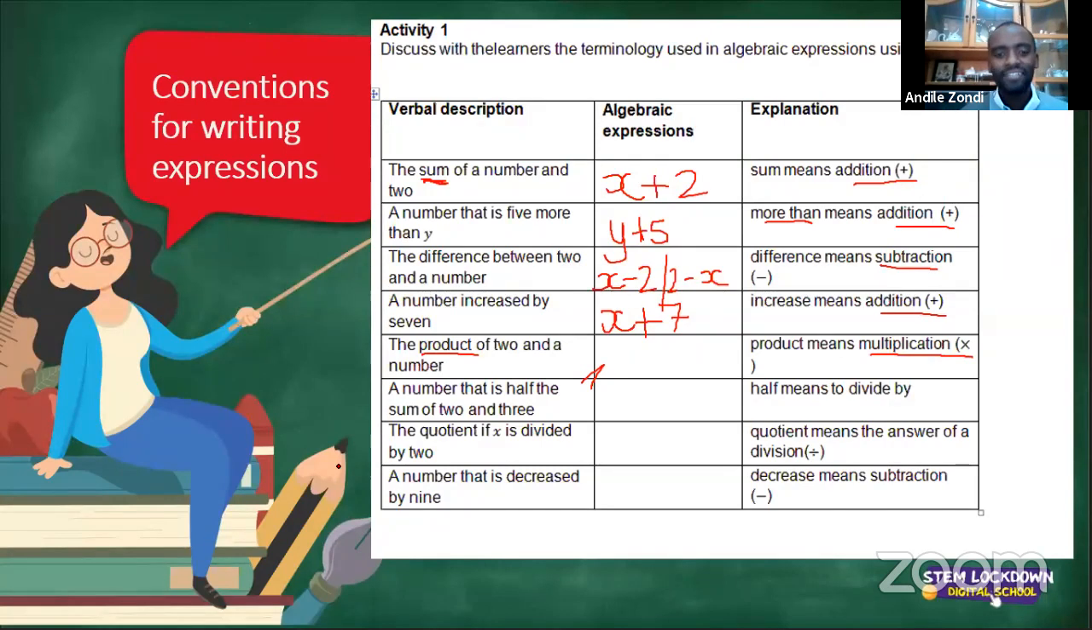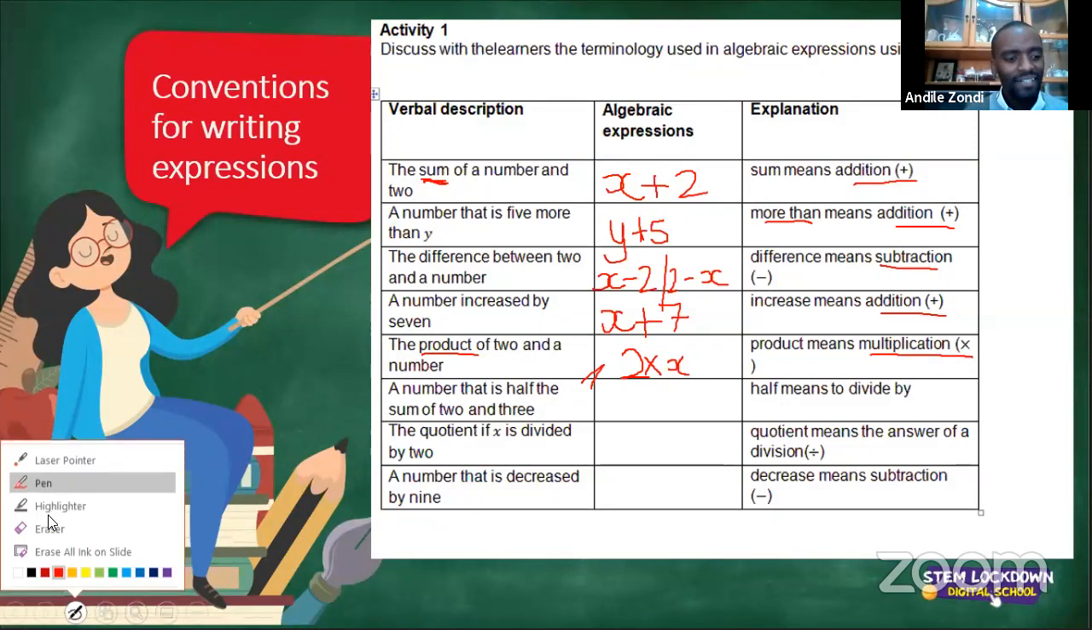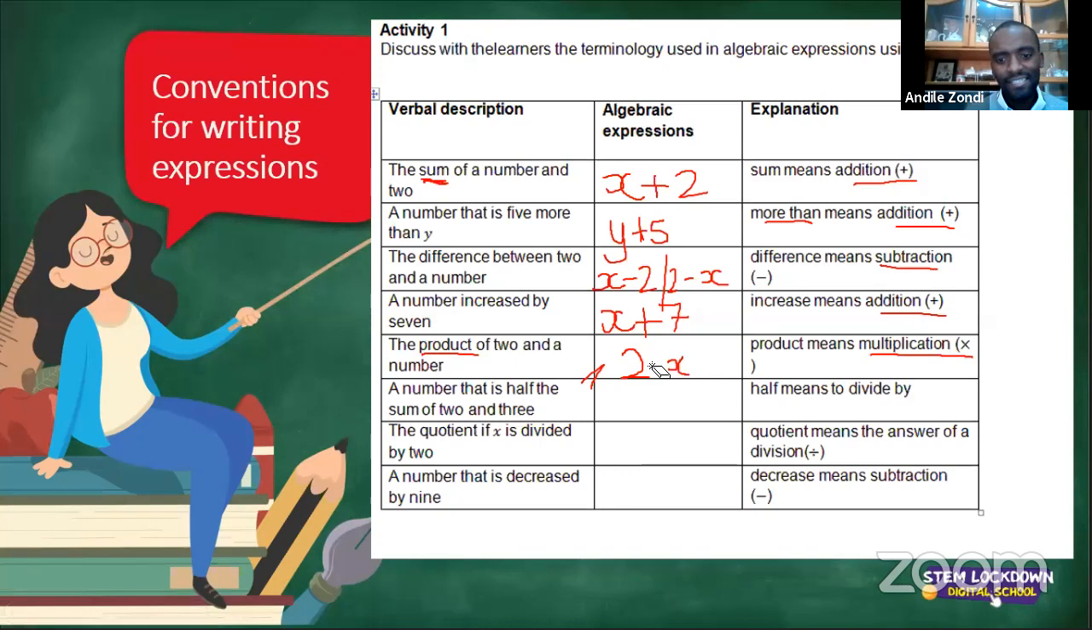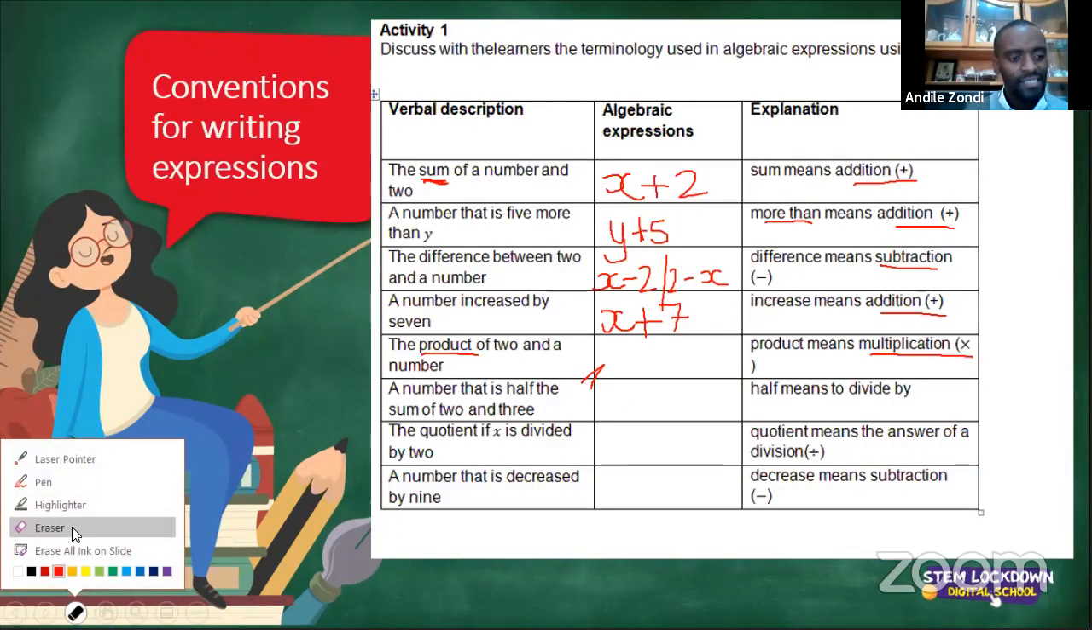Okay, let's check. Product. Obviously, when I say product, it means we're multiplying, right? But the product of 2, in this case, a number 2, and a number. So a number could be X, right? Learners, I must say all of your answers are correct.